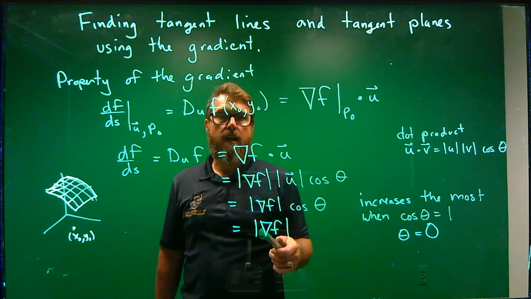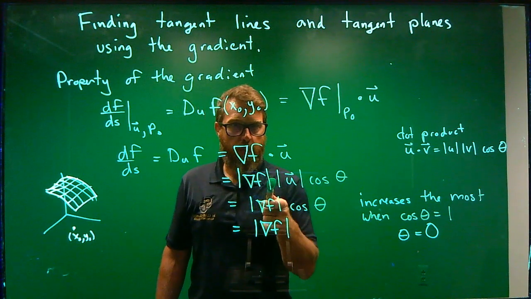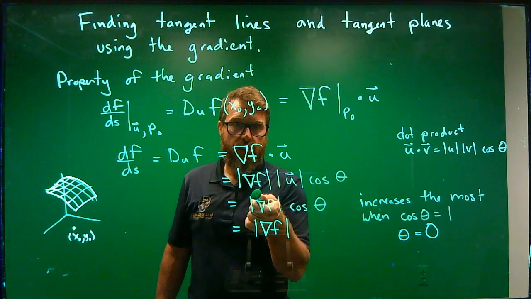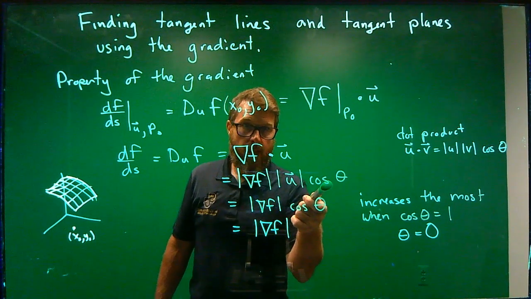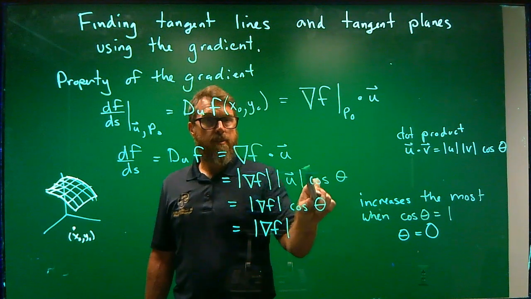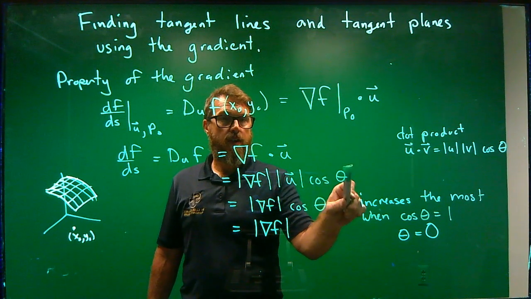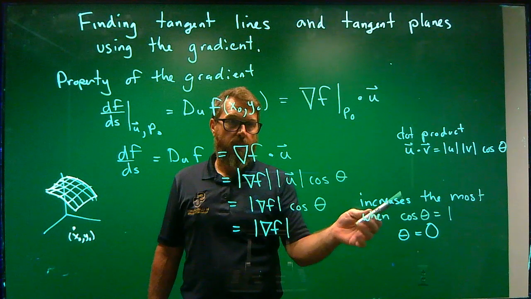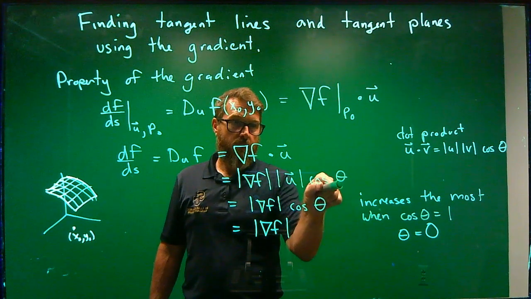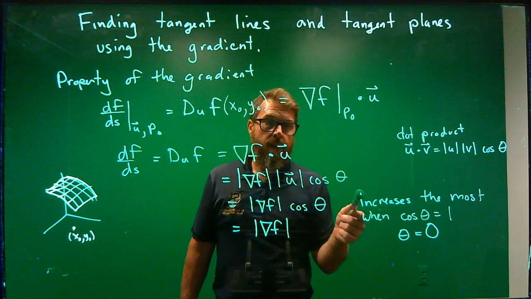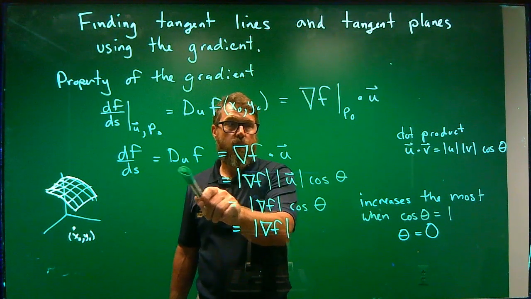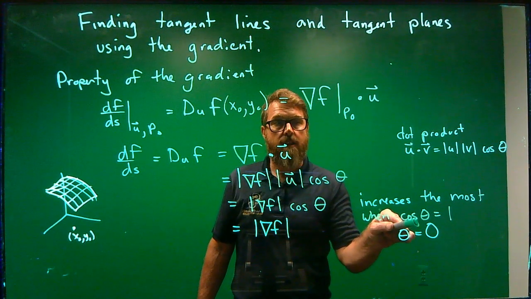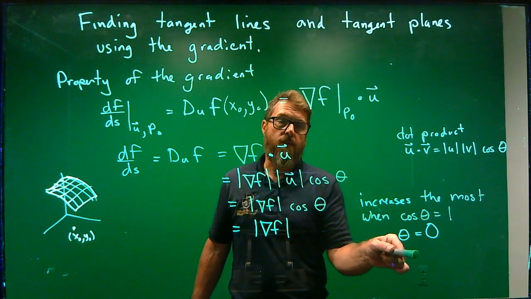Since this dot product can be written as the magnitude of the first vector times the magnitude of the second vector and the cosine of the angle between them, this thing will be a maximum. Since the cosine function is bounded between -1 and +1, this is going to be the biggest when the cosine is equal to 1. So the directional derivative will increase the most when the cosine of theta is equal to 1, or when theta is equal to 0.